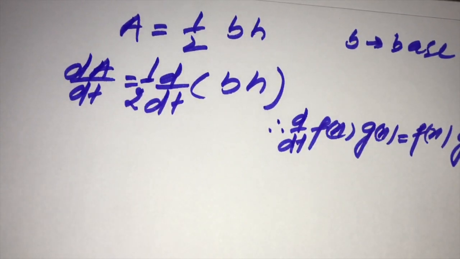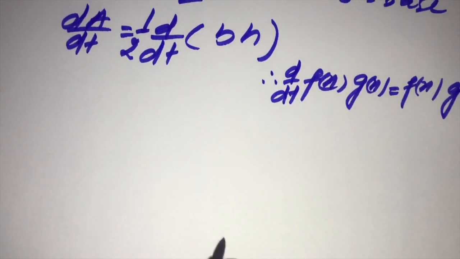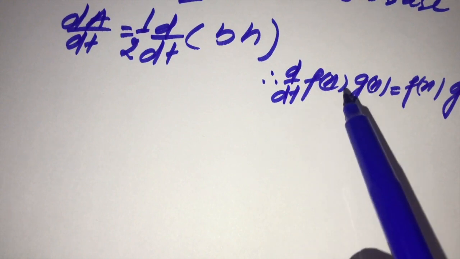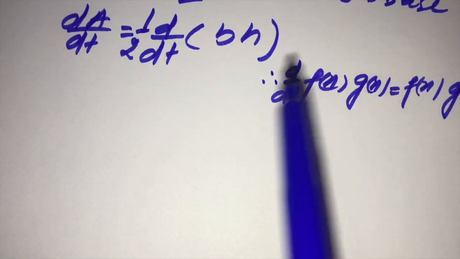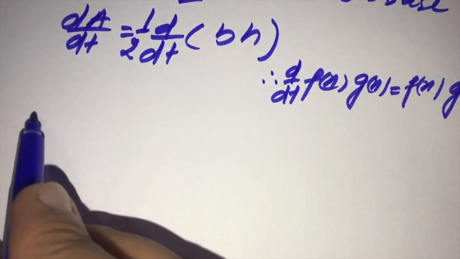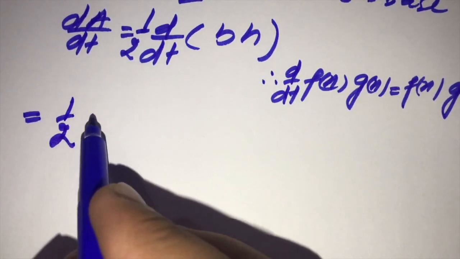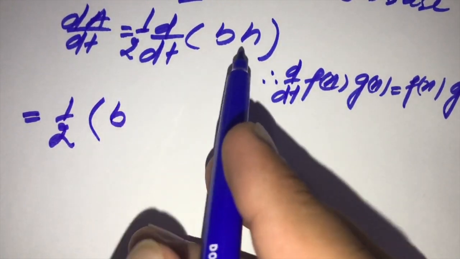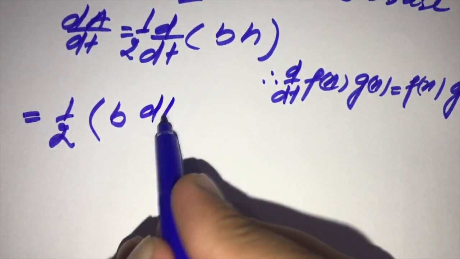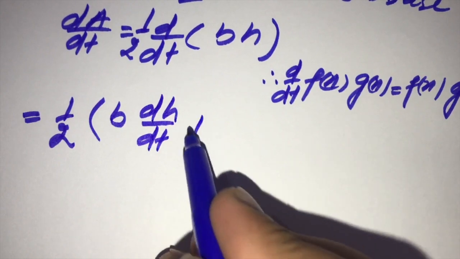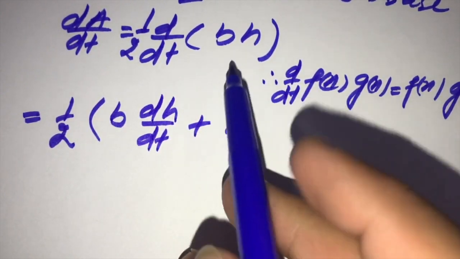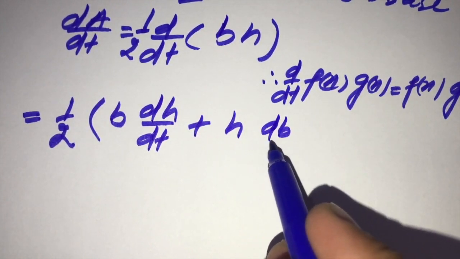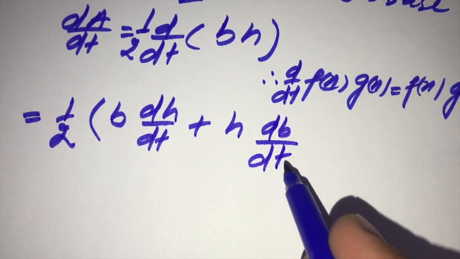Okay, so take the derivative of b and h on the same method as we take the derivative of f of x and g of x. So 1 by 2 into derivative of first: take b as it is and derivative of h, dh by dt, plus now h as it is and take the derivative of b, which is db by dt.